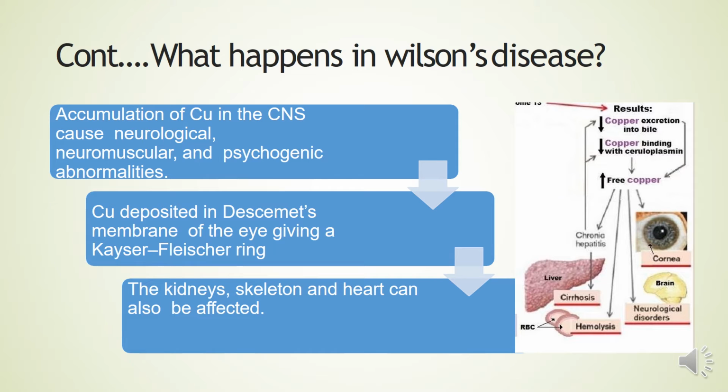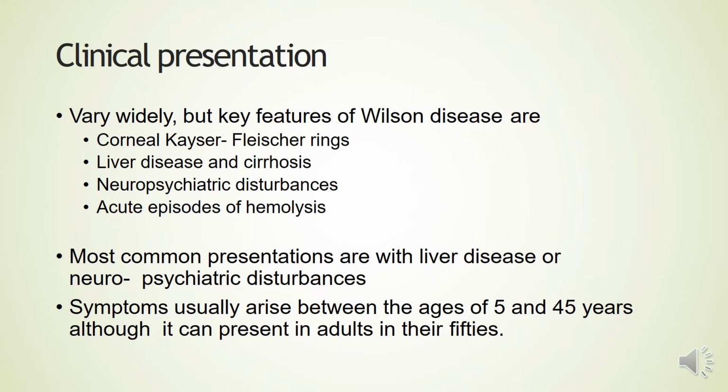So the accumulation of copper in the CNS can cause neurological, neuromuscular and psychogenic abnormalities, and the deposition in Descemet's membrane can give the KF ring, that is the Kayser-Fleischer ring appearance. This ring usually is visible to the naked eye if the neurological manifestations are very advanced, but in early stages is visible with a slit lamp. The kidneys, the skeleton and the heart can also be affected in rare or severe cases, right? So let's move on to the clinical presentation.